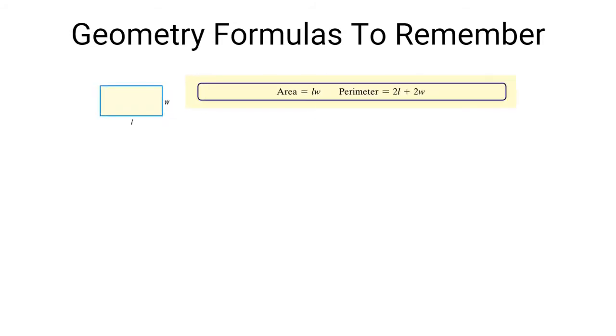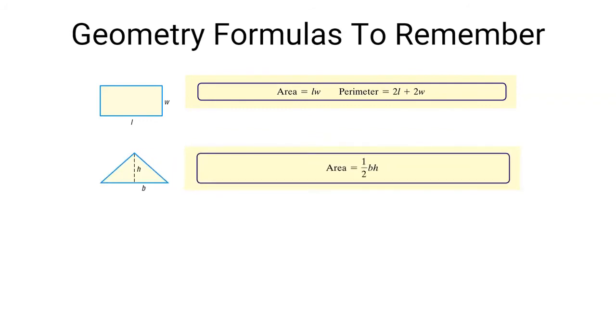Let's move on to more geometry formulas. This is going to be a section where you're just going to have to write down these formulas into your notebook. Let's start with a rectangle first, and the area for a rectangle is length times width, and the perimeter is equal to 2 times the length plus 2 times the width. Next, triangle. The area is equal to 1/2 the base times the height.